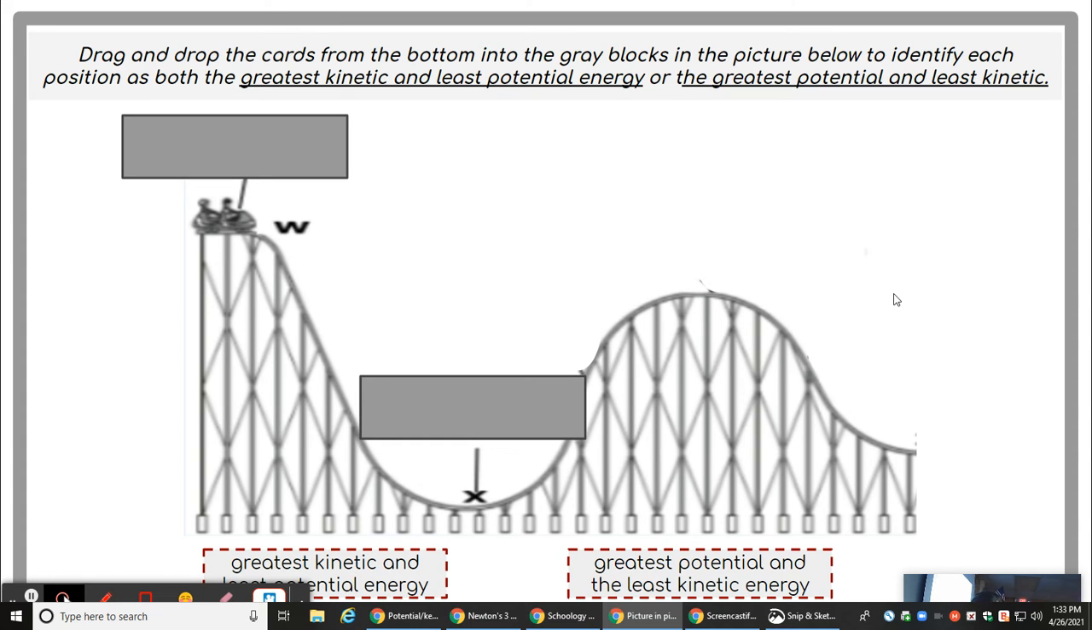Drag and drop the cards from the bottom into the gray blocks in the picture below to identify each position as both the greatest kinetic and least potential, or the greatest potential and least kinetic. So here where the roller coaster is not moving and you're highest off the ground, so you're highly elevated, is where you have the greatest potential and the least kinetic. There's no energy of motion. So down here, when the roller coaster gets to this position, you're going to have the greatest kinetic energy, energy of motion, and the least potential energy.